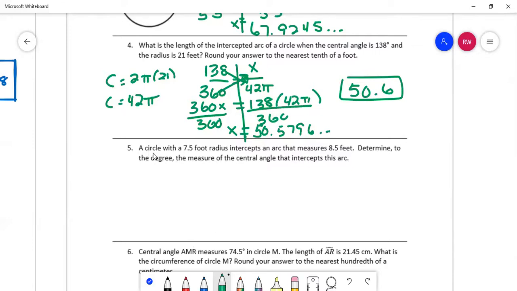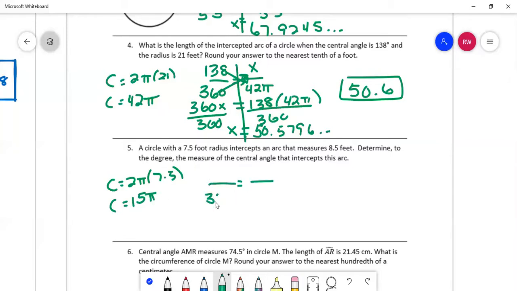Number 5. 5 and 6, two questions left. A circle with a 7.5-foot radius intercepts an arc that measures 8.5 feet. Determine to the nearest degree the measure of the central angle that intercepts this arc. So if I give you the radius, once again, let's find my circumference. C equals 2 pi times 7.5. And we know 2 times 7.5 is 15 pi.